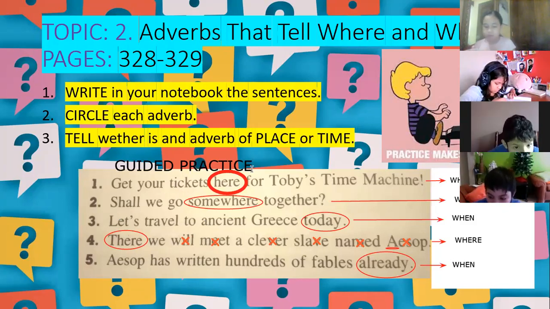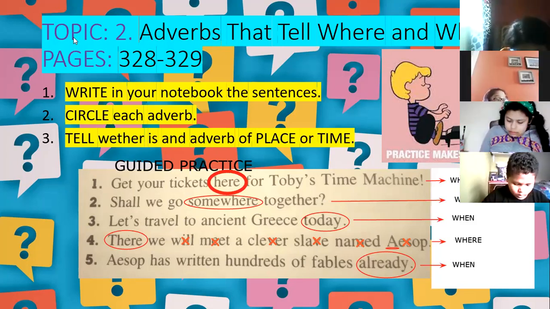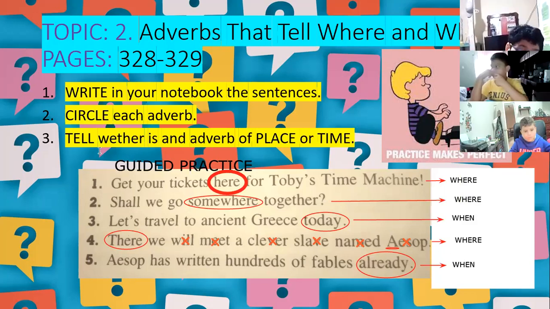An adverb, as I mentioned before, describes the action of the verb, but it can also describe the object. It can describe another adverb and also an adjective.